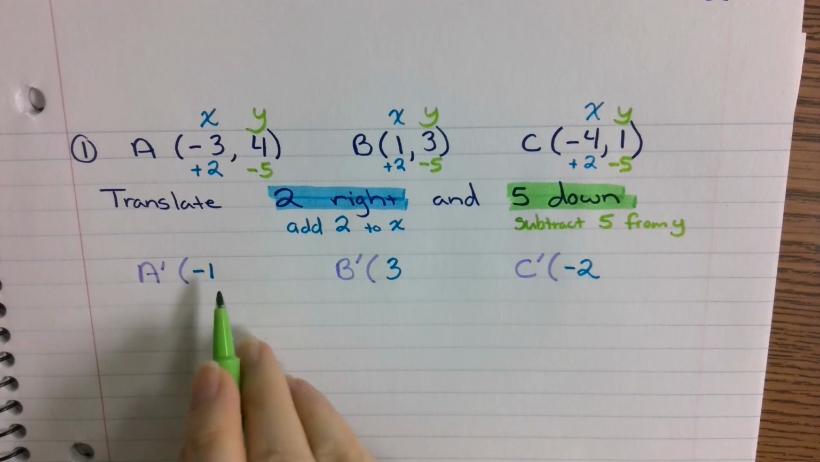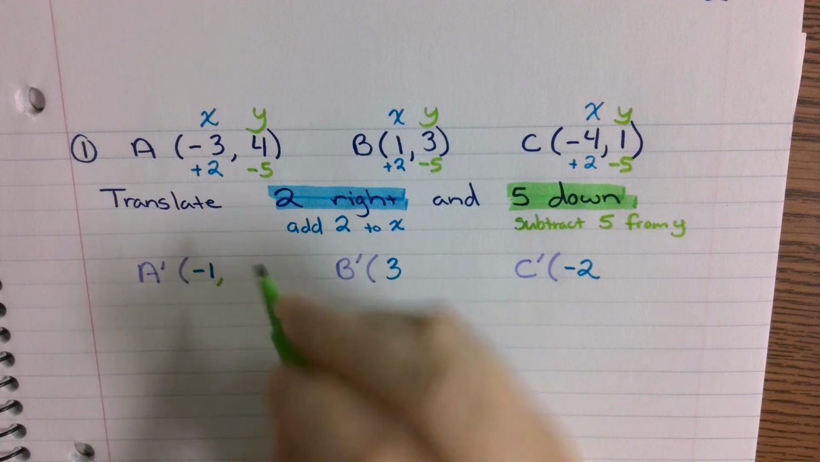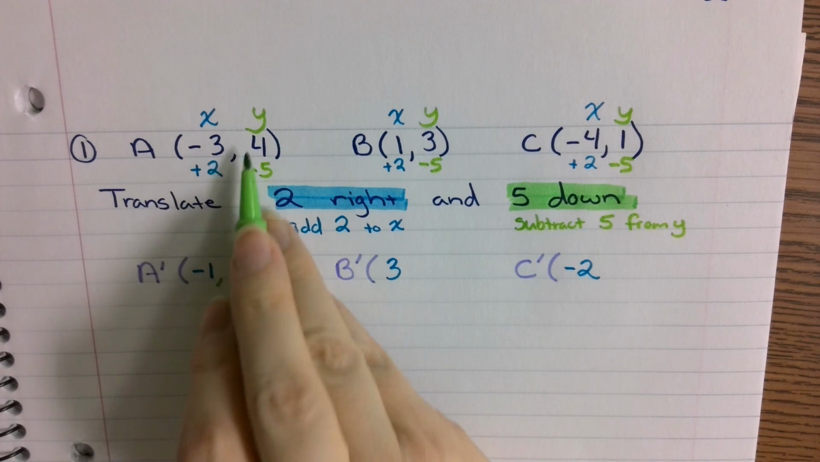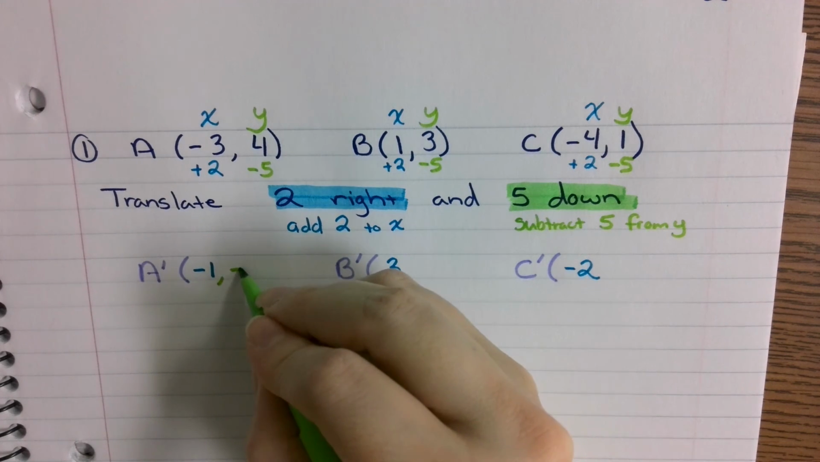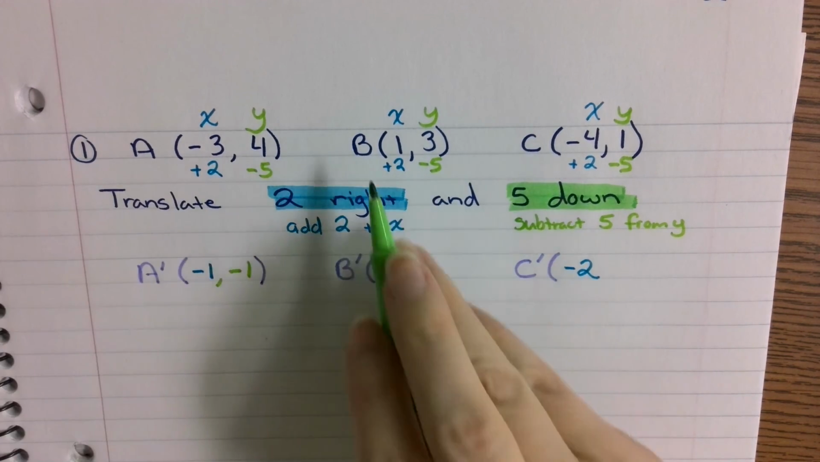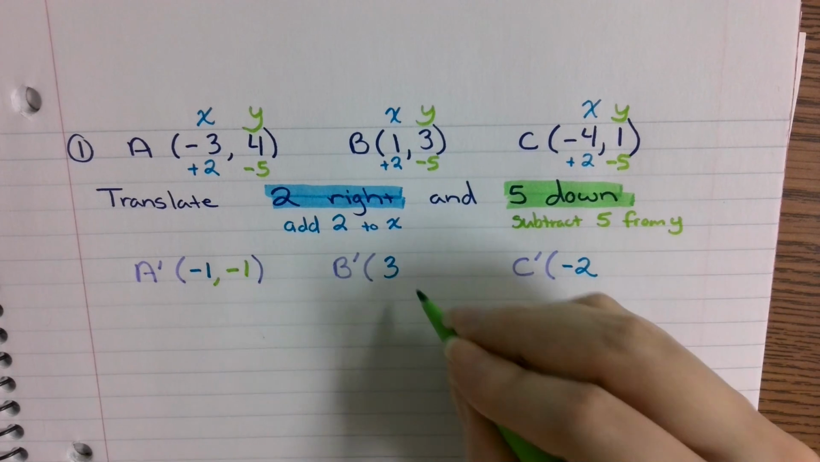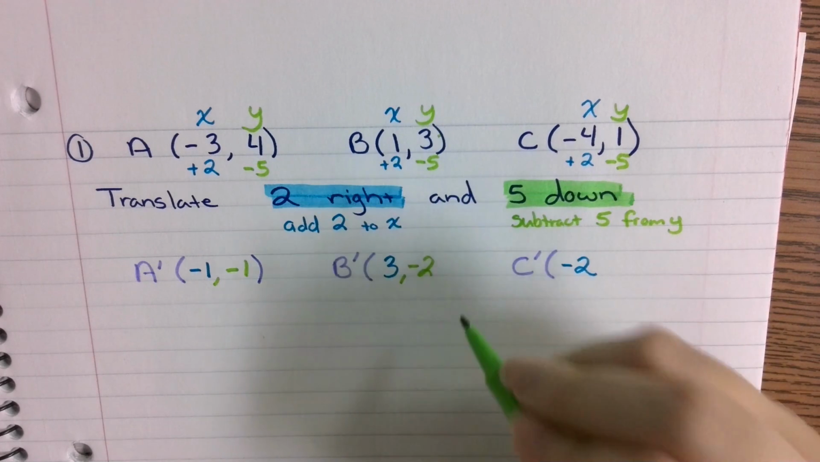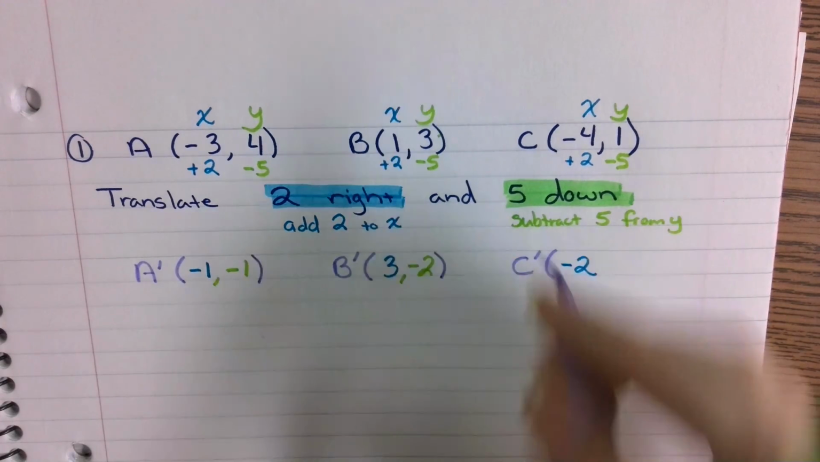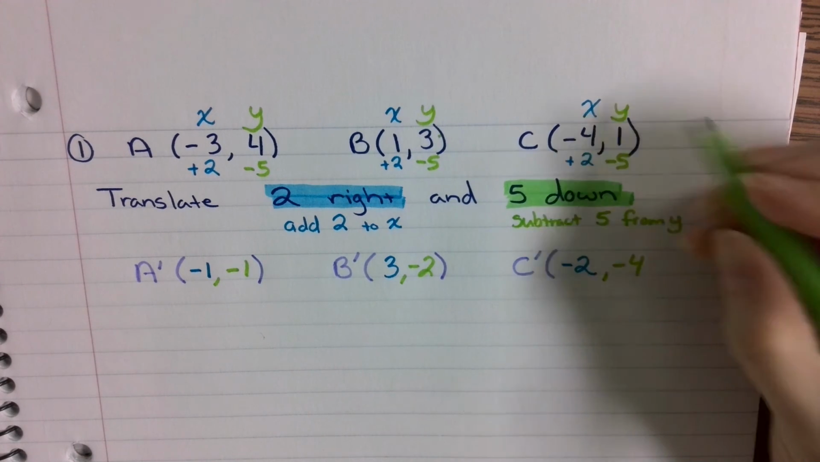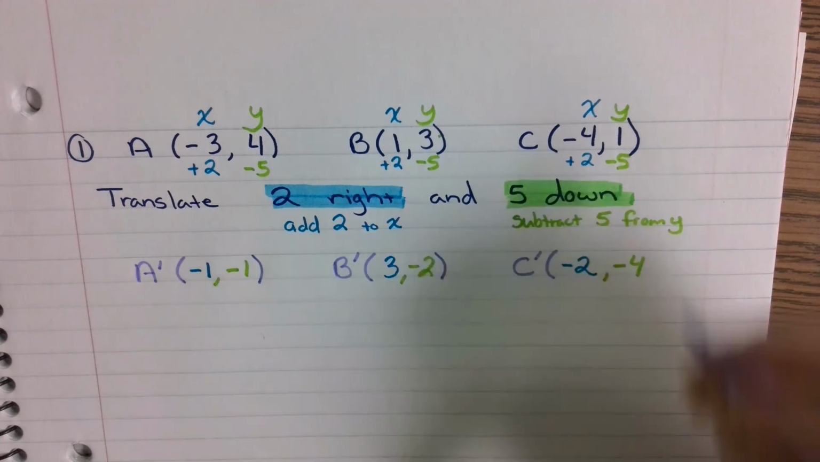Okay, so for my A prime, what is my y coordinate going to be? Negative 1, right? 4 minus 5 is a negative 1. What about for B prime? What is the y going to be? Negative 2. 3 minus 5 gives me negative 2. What about for my C prime? Negative 4. Good. 1 minus 5 gives me a negative 4.